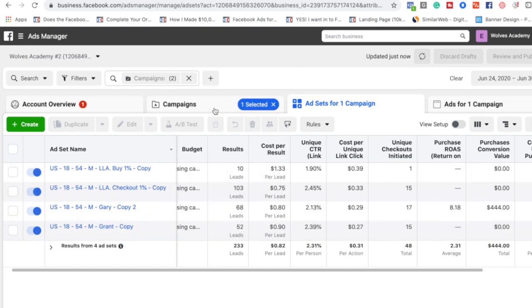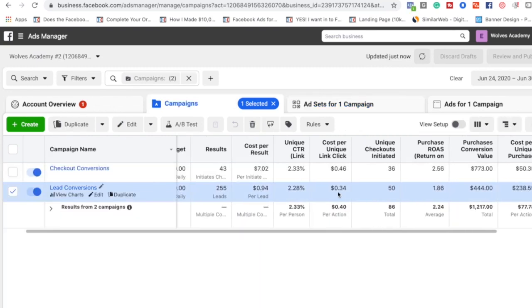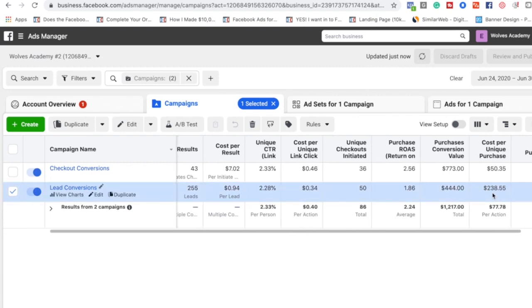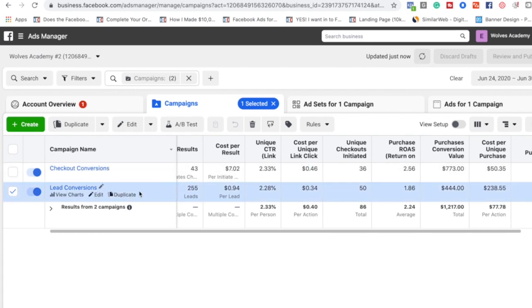And if I go back here, right, and I look at the initiate checkouts, we have 50 initiated checkouts, and it cost us $238.55. So if we look at the data there, it's looking like we are also getting our initiate checkouts at below $5 for this campaign. So on paper, right, the cost per initiate checkouts is lower, the cost per leads is lower, the cost per clicks is lower than the checkout conversions campaign. On paper, it looks better.